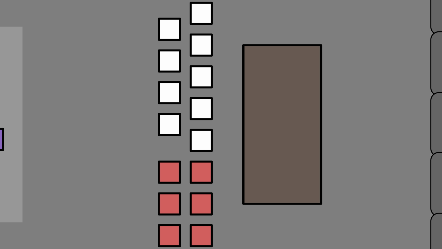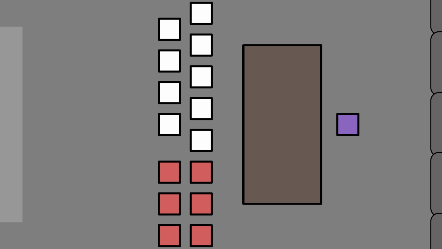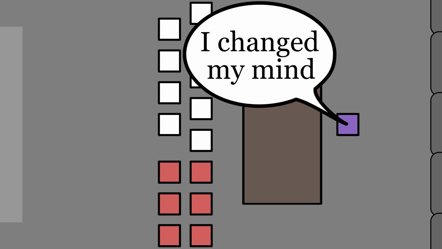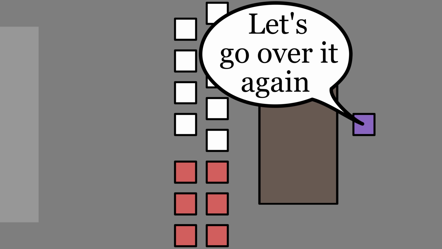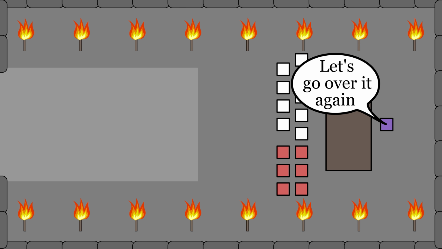But then, the negotiators made a key discovery. The king was an unreliable partner. He would make a big concession, and the next day he would take it back. They were forced to go over the same points again and again and again. The king seemed to be playing for time.